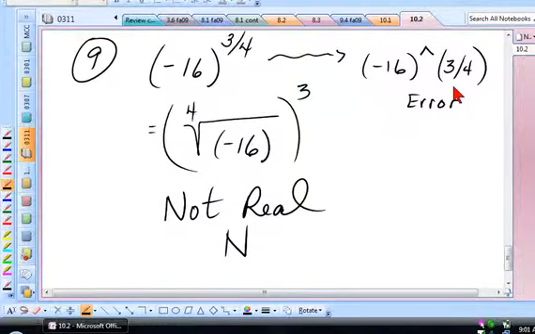It should give you an error message, with the parentheses around the 3/4, yes. Okay, because here's what happened if you did not have parentheses.